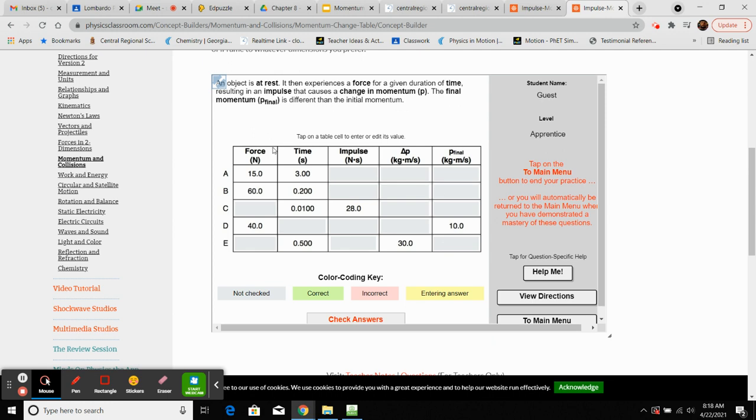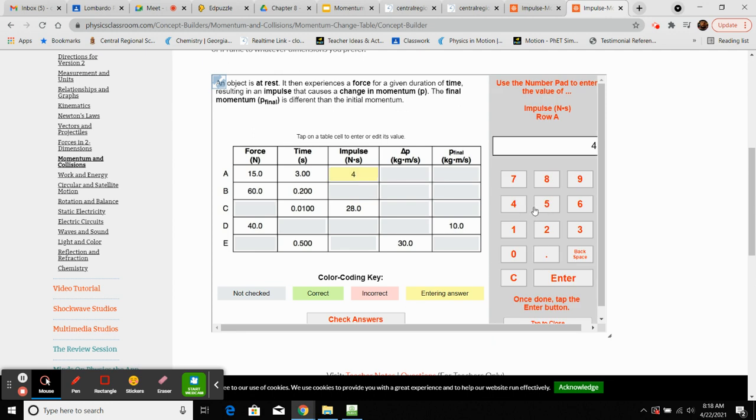So we have force, time, impulse, change of momentum, or delta P, and then our final momentum. Let's see. If you have force times time, what do you have? You have an impulse. So what's 15 times 3? Okay, so I'm going to type in 45. If you know what the impulse is, guess what? The change of momentum is the exact same. So if I were to click on that, type in 45.